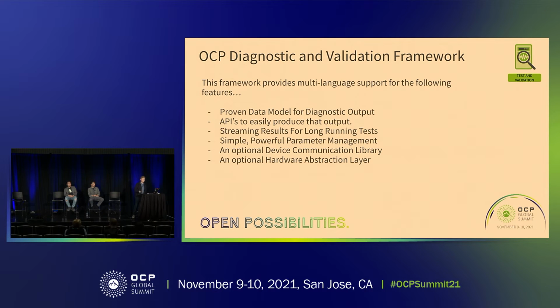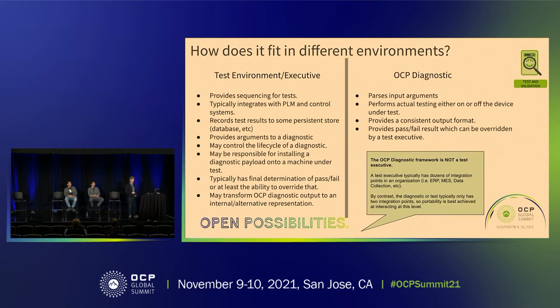We know that when you use these tests in different places, we need to override parameters and configure the tests differently. To facilitate that, we have a simple yet powerful parameter management library. And then we have two other libraries that we include as well. One is a device communication library that allows your control computer to talk to your device under test. And then we also have an optional hardware abstraction layer that I'll talk a little bit about.